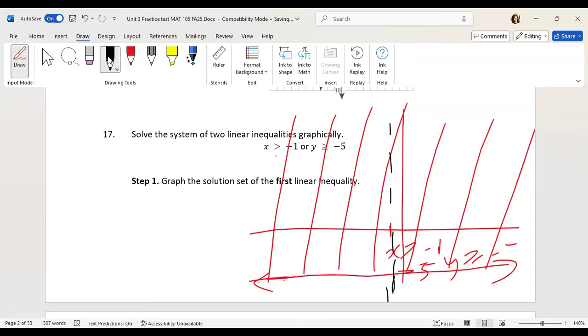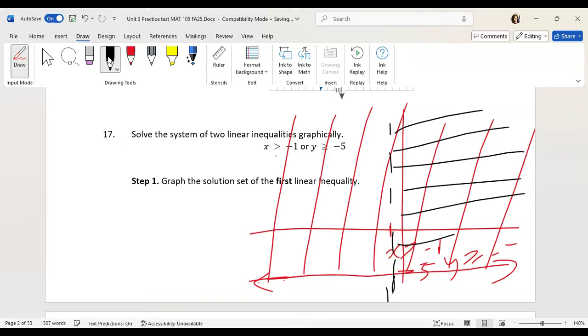Then we are told to find the solution region. The solution region for this one will also be at the right. The intersection of the two solution regions is the correct solution region.